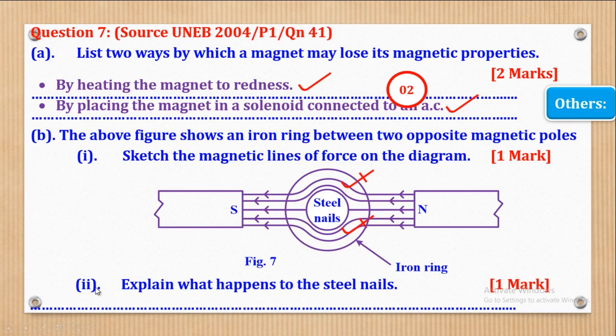Now we shall go to Roman 2. Roman 2 says explain what happens to the steel nails.